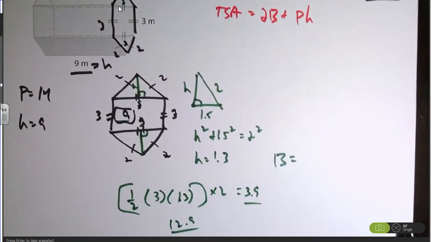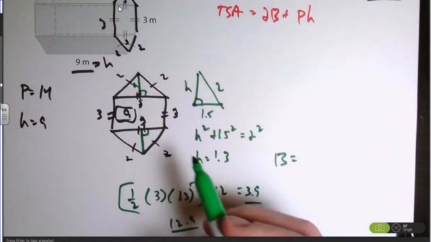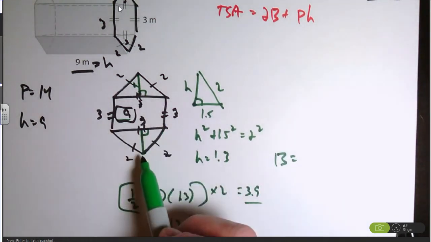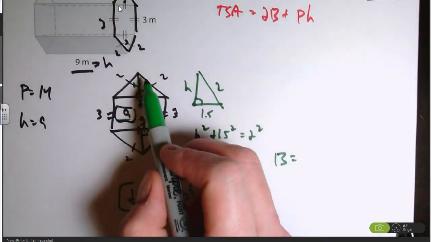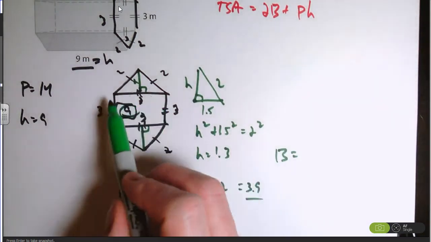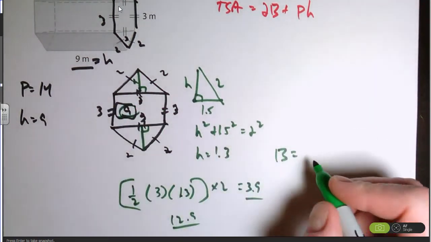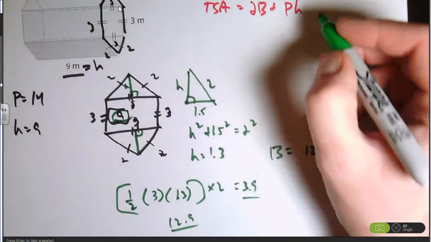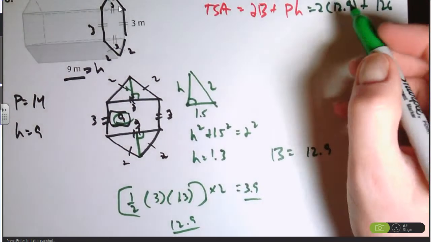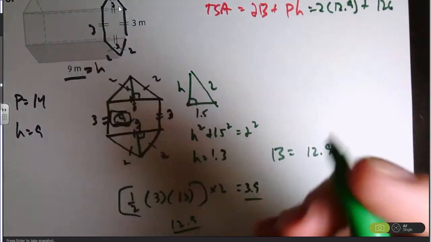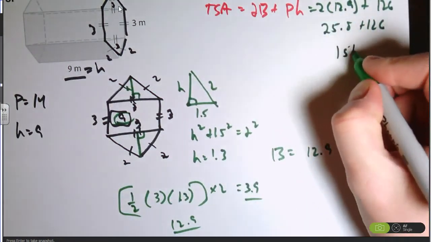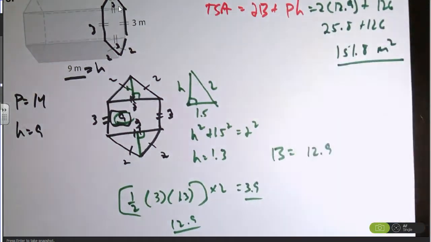So use the Pythagorean theorem. We find out that the height is 1.3. Then we get that the base across is 3, so 1/2, 3 times 1.3. But then there are 2 of those triangles, one up here and one up here, so we could double it to get 3.9. And then 3.9 plus the 9 we had originally for the square on the inside is 12.9. So the base itself is 12.9. So it'll be 2 times 12.9 plus 126. So that'll be 25.8 plus 126, which is 151.8 meters squared as the total.